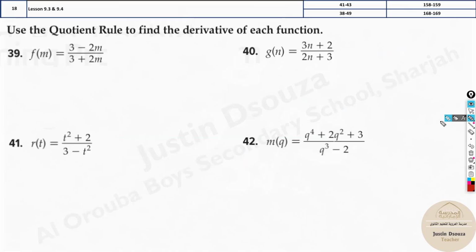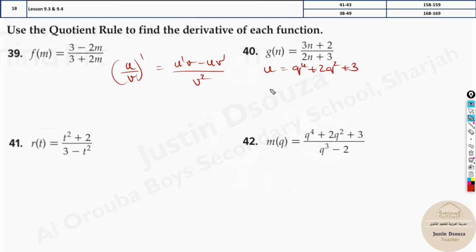Now we have some quotient rule problems. We have just now solved the quotient rule. Let me do this one. It might seem a little difficult, because these are all simple. Now here, just remember the rule: for U by V, the derivative is U dash V minus U V dash, divided by V squared. Now what is U? U is Q to the power 4 plus 2Q squared plus 3. And V is Q cube minus 2.